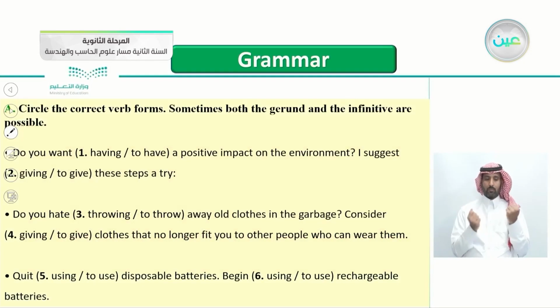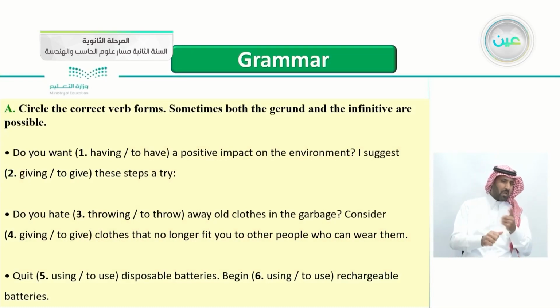Exercise A. Circle the correct verb forms. Sometimes both the gerund and the infinitive are possible. Of course, we know that. So the first one: do you want, and this is the verb, want, do we say having or to have a positive impact on the environment? So number 1, do you want, having or to have?